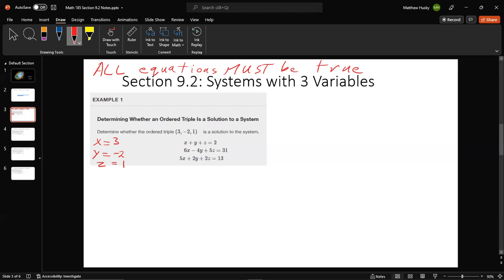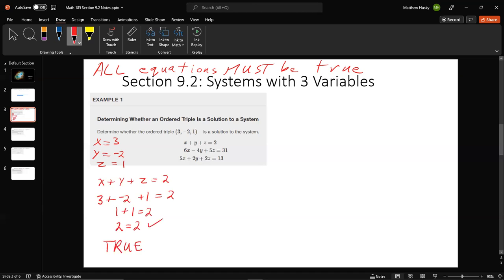So let's start with the first one, which is x plus y plus z equals 2. We're going to put all three of these numbers into the equation here. 3 plus -2 plus 1 equals 2. 3 plus -2 is 1. And lo and behold, that gives you 2 equals 2. So the first one checks out. That is true. That one works. So what we then need to do is see if the other ones work.